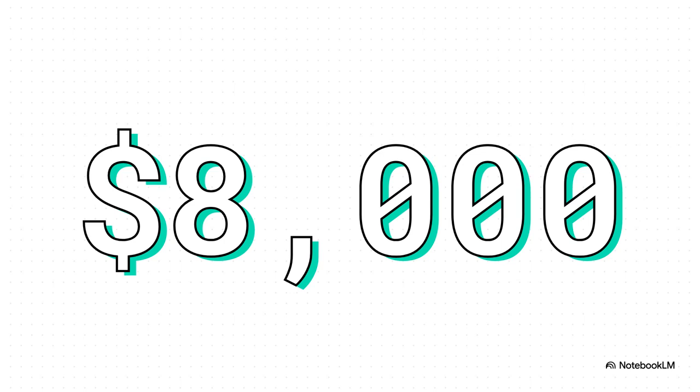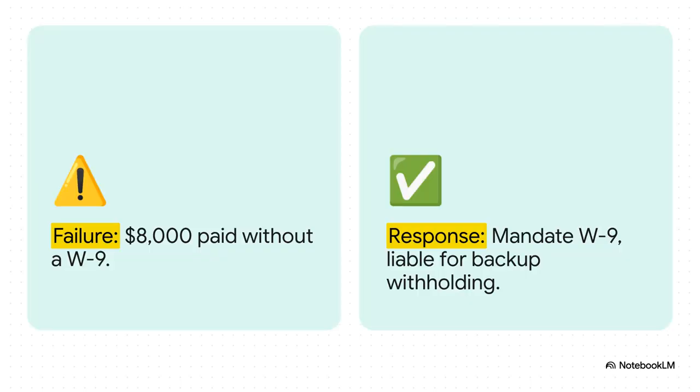Okay, case B, $8,000. You've got a contractor who was paid $8,000 during the year, but the client entirely forgot to collect a W-9. This is a classic painful mistake. Because there's no W-9 on file for a payment over $600, the company itself is now liable for a 24% backup withholding. Do the math on $8,000. That is a $1,920 liability sitting squarely on the client's shoulders. Your advisory response? Mandate a completely non-negotiable rule right then and there.